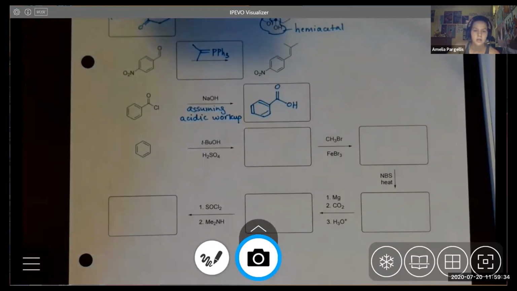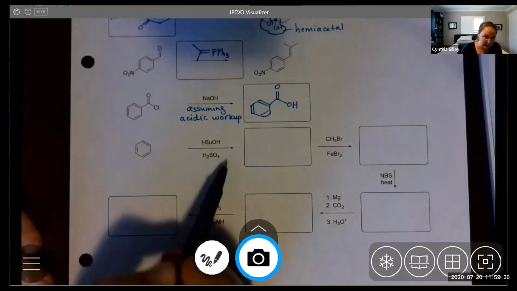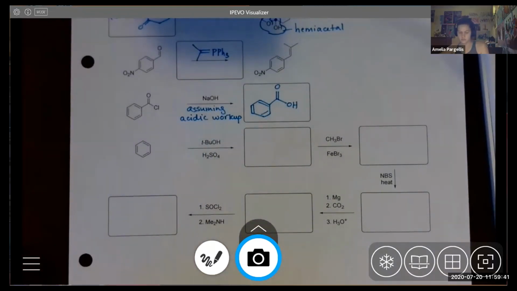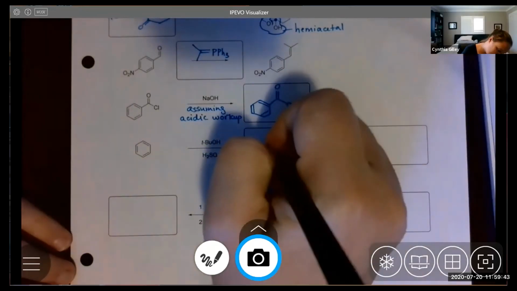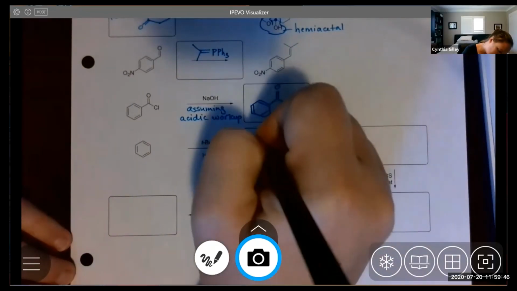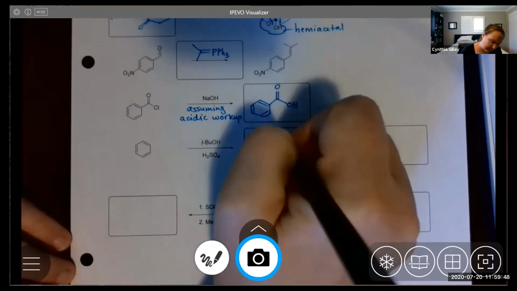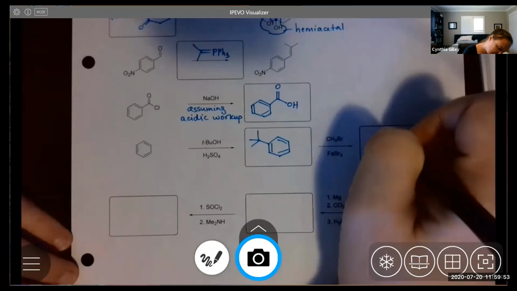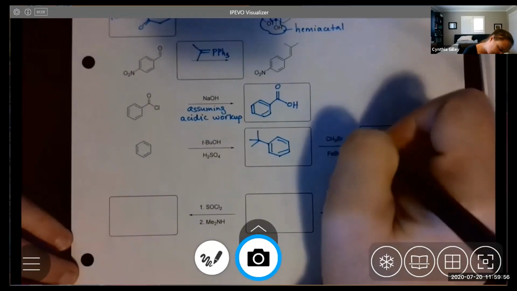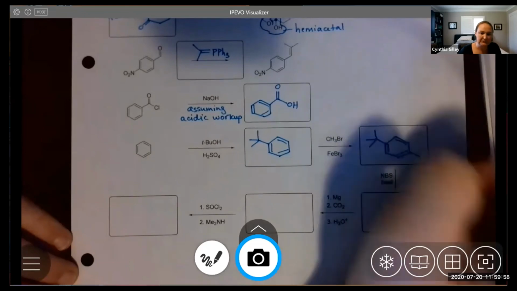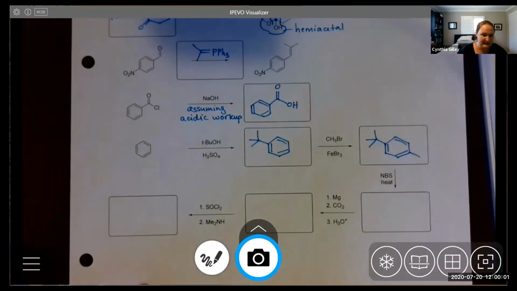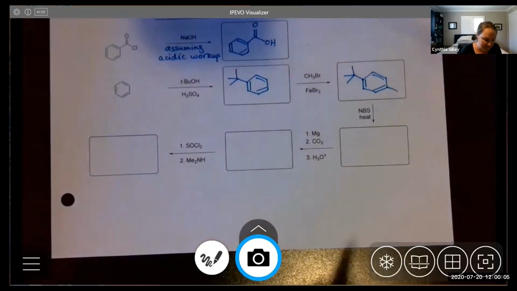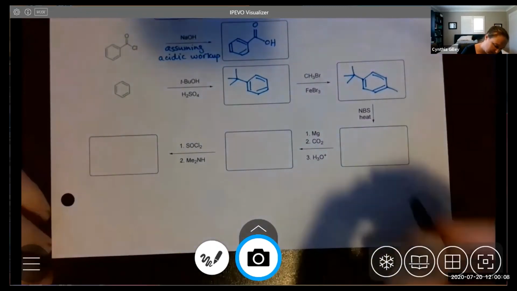Okay, so these are conditions to generate a tert-butyl cation, which will do a Friedel-Crafts alkylation reaction to introduce the tert-butyl group, which is an ortho-para director. So it will direct the next group para to it. NBS and heat is a halogenation of benzylic positions that have a hydrogen. So we'll put a bromine there.